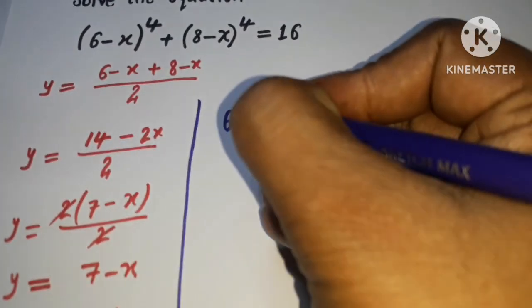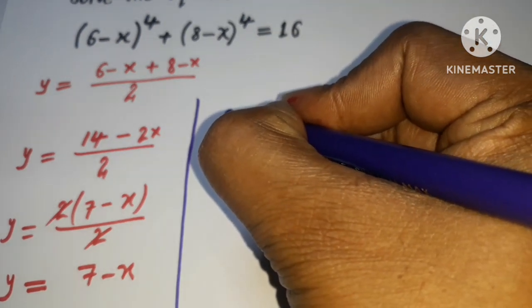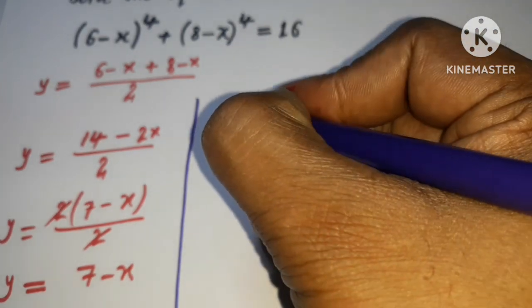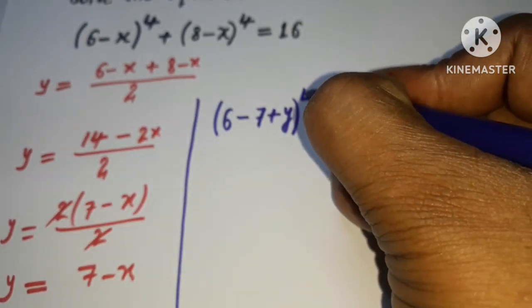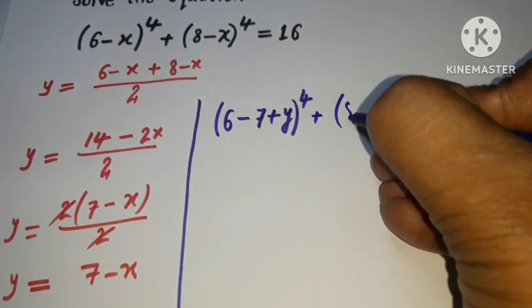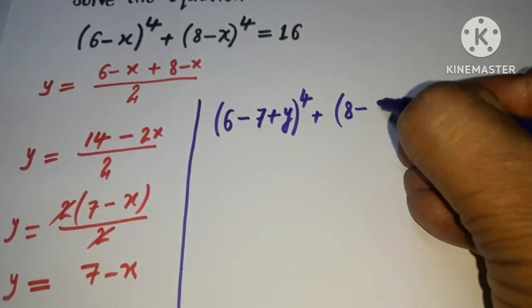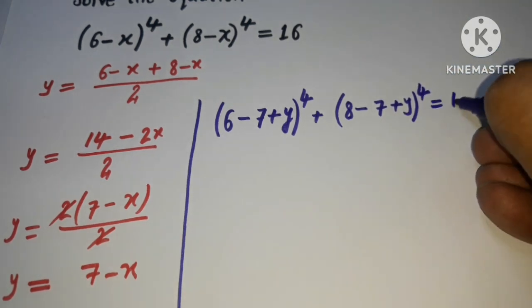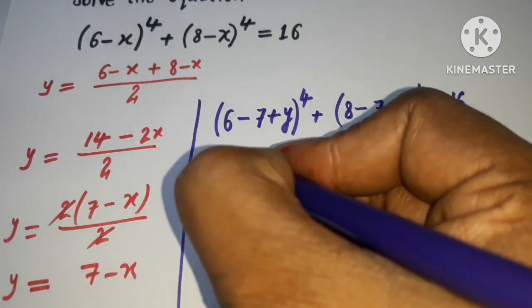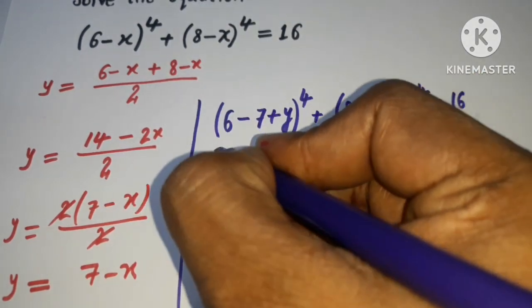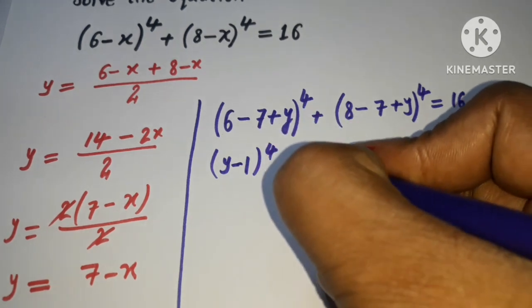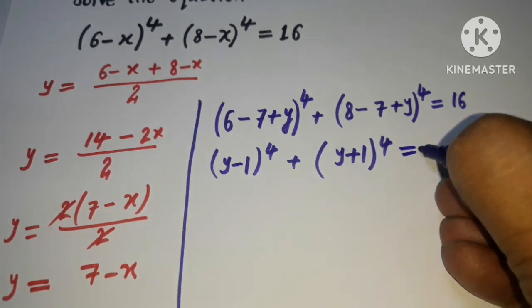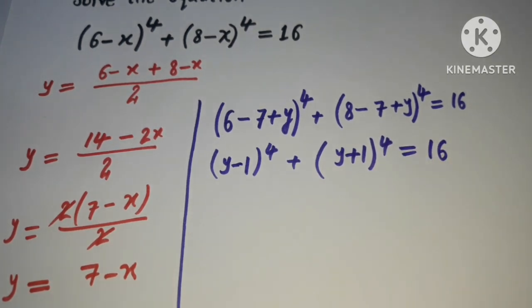6 minus x is there, so 6 − (7 − y), that is, y − 1 to the power 4, plus 8 minus x is there, so 7 + y... that is y + 1 to the power 4, and that is equal to 16 over here.